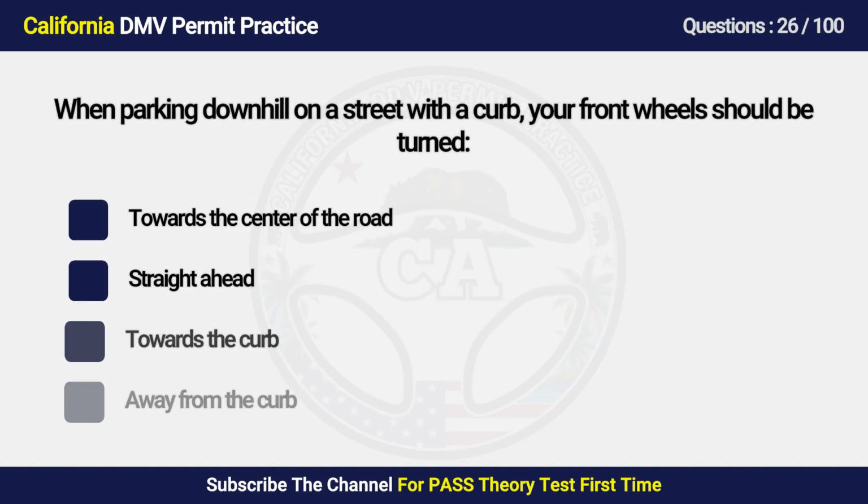Question 26. When parking downhill on a street with a curb, your front wheels should be turned: A. The center of the road. B. Straight ahead. C. The curb. D. Away from the curb.